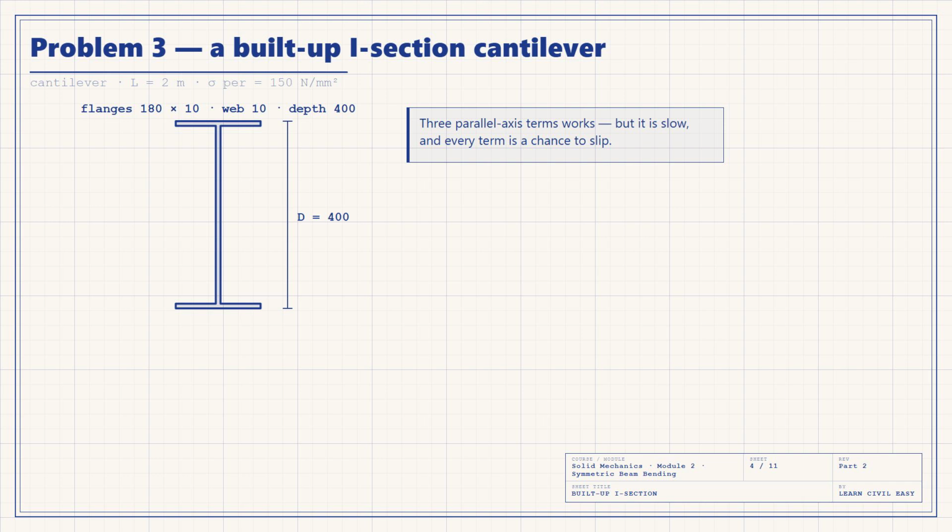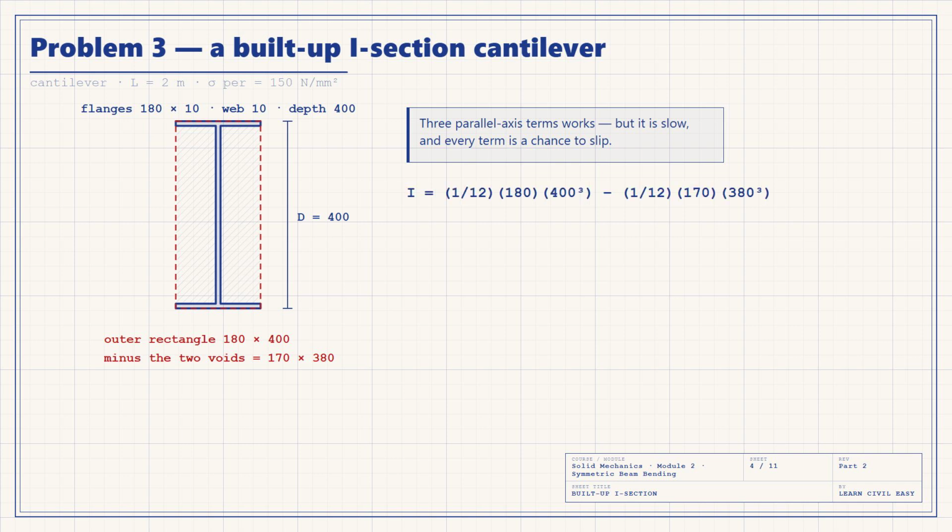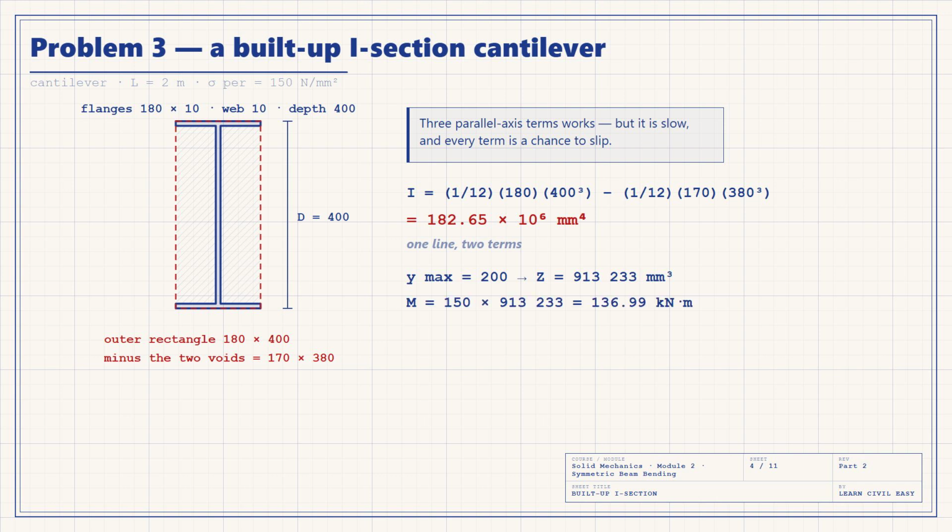The section is symmetric. So imagine the full rectangle, 180 wide by 400 deep, and then cut out the 2 voids either side of the web. Each void is 85 wide and 380 deep, and together they are one rectangle 170 wide by 380 deep. So I is 1/12 times 180 times 400 cubed minus 1/12 times 170 times 380 cubed, that is 182.65 times 10 to the 6 millimeters to the 4th. One line, 2 terms. The extreme fiber is 200 millimeters.